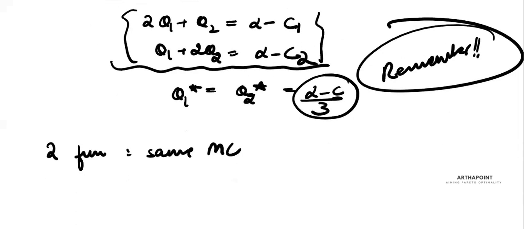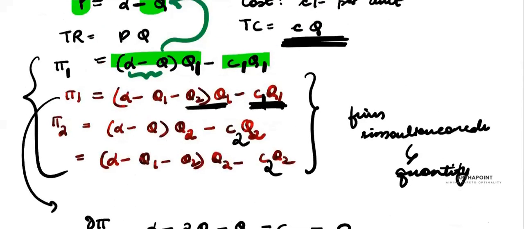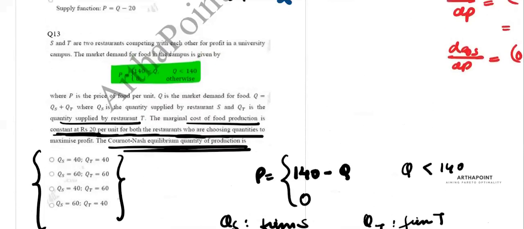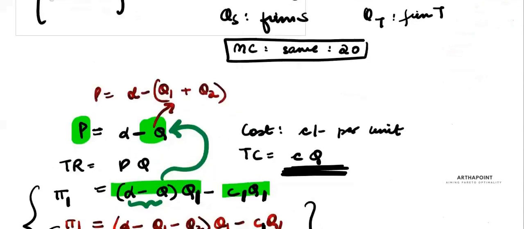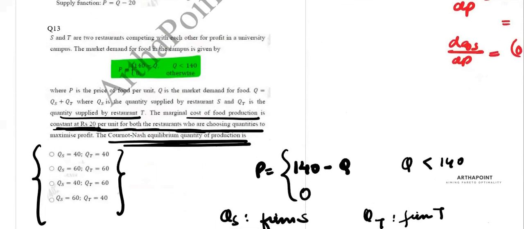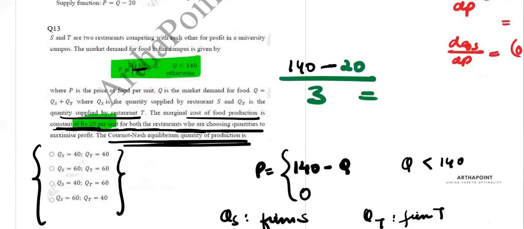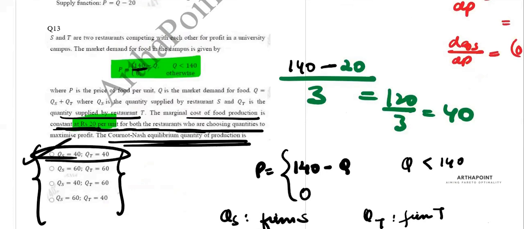And if you go ahead and look at the question, it is giving you exactly the same thing. So I will simply put, what is alpha? Alpha is this, right? Alpha minus Q. So in my case, alpha is 140. So 140 minus, what is C? Marginal cost 20, by 3. So it is 120 by 3, which is 40. So each firm will sell exactly 40 units. You should be remembering this.